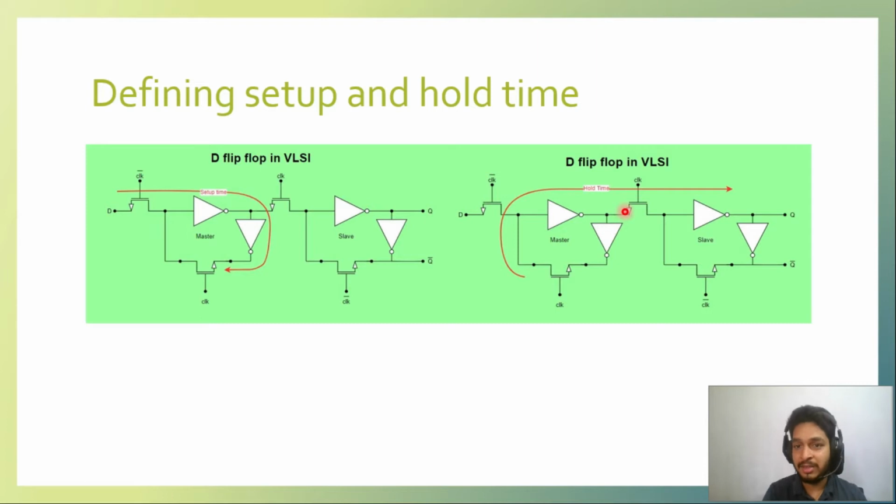That is a discrepancy, and that should not happen. It disturbs the input change, disturbs the propagating data. So if it should not happen, there should not be any change in the input before it is getting transferred to the output. So that kind of timing requirement is called hold time.